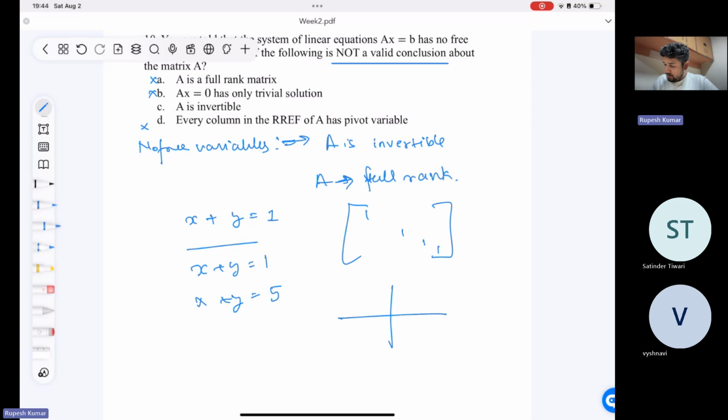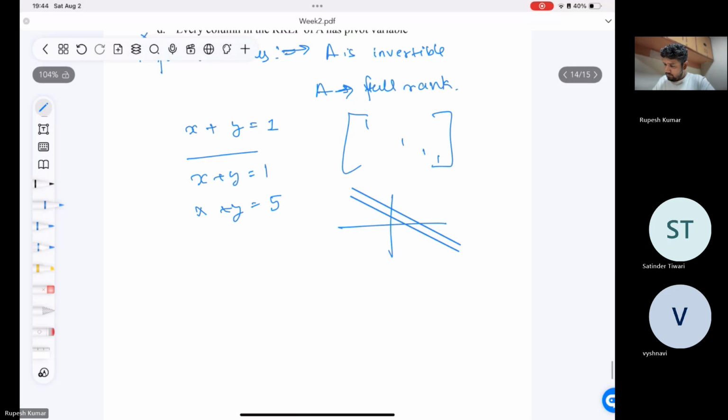So the first line goes like this. The second line goes like this, right? So you won't get any solution for this. Can we convert this matrix, 1 1 1 1, into the RREF form?